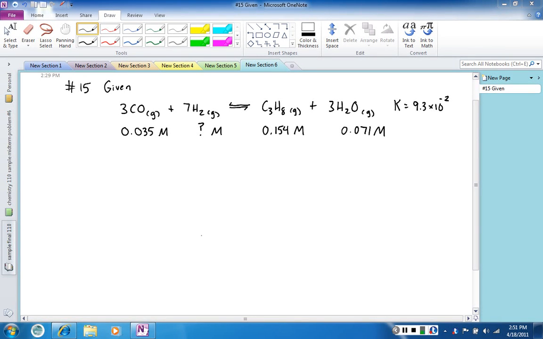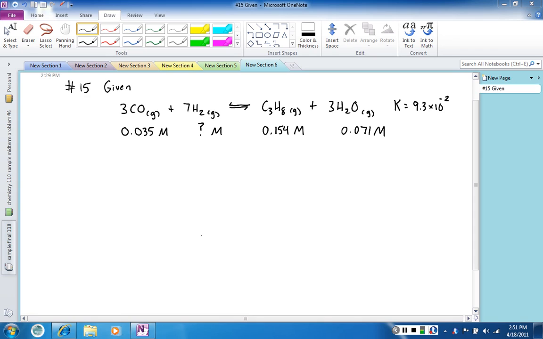This is number 15 on the sample final. It gives you a reaction: 3CO, which is a gas, plus 7H2 gas goes to C3H8, which is a gas, and 3H2O, which is a gas. It gives you the equilibrium constant as being 9.3 times 10 to the negative 2. Remember, equilibrium constants do not have units, and it gives you concentrations for 3 of the 4 species, and it asks you to solve for the equilibrium concentration of H2.